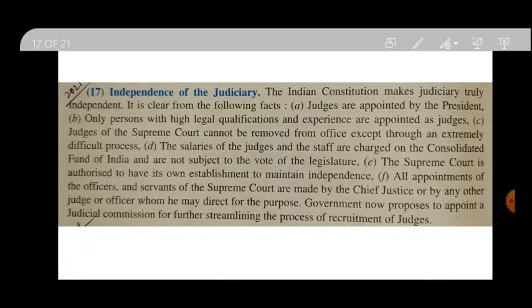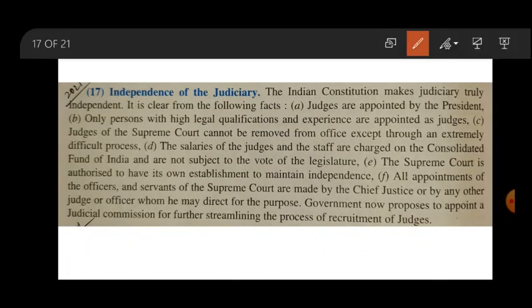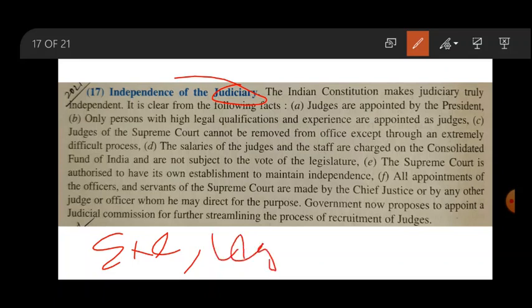Next is independence of judiciary. That means our judiciary is independent. It is neither controlled by the executive nor by the legislature. So it is free to have its own administration, it is free to do its own work. No other organs of the government have the right to control or order or command the judiciary. So some examples show how it is independent in nature.